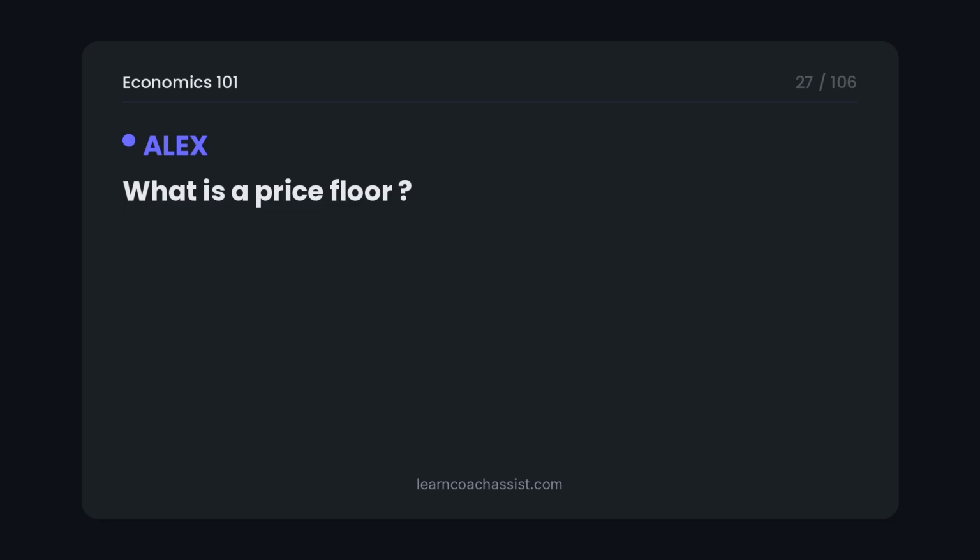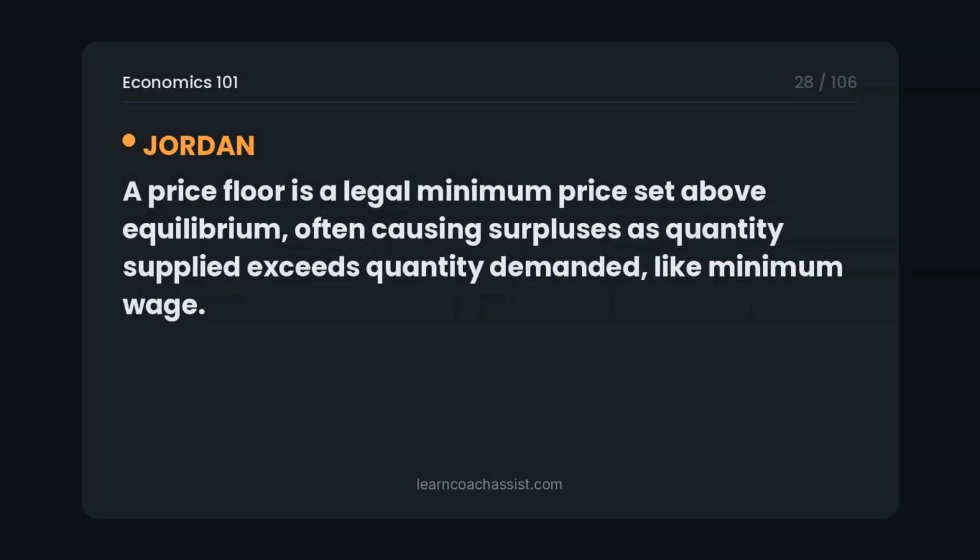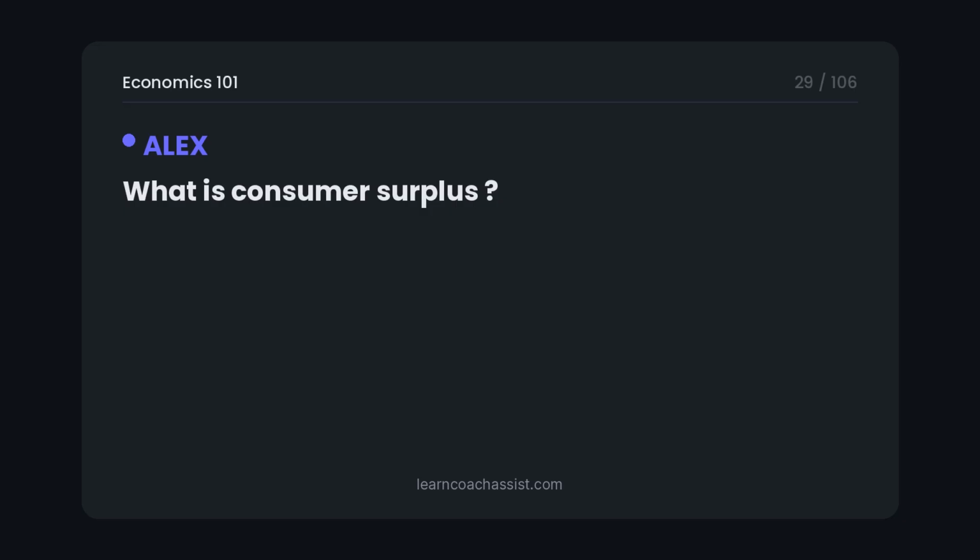What is a price floor? A price floor is a legal minimum price set above equilibrium, often causing surpluses as quantity supplied exceeds quantity demanded, like minimum wage.